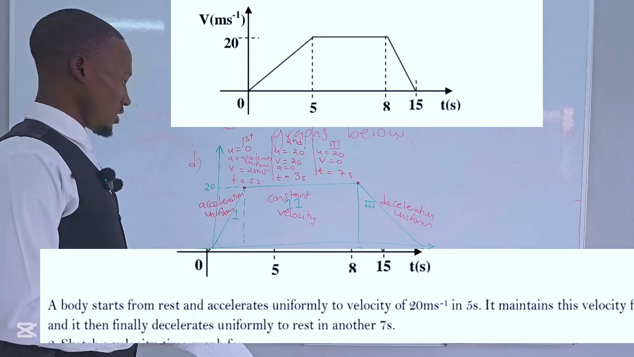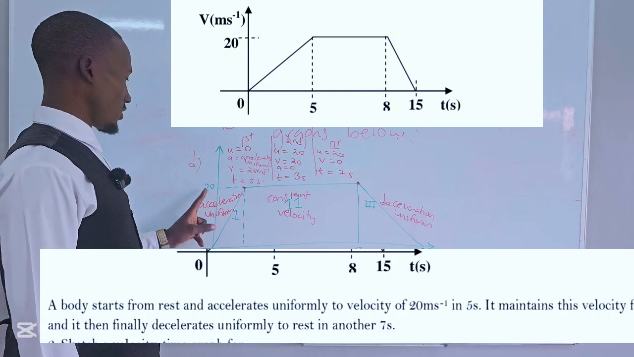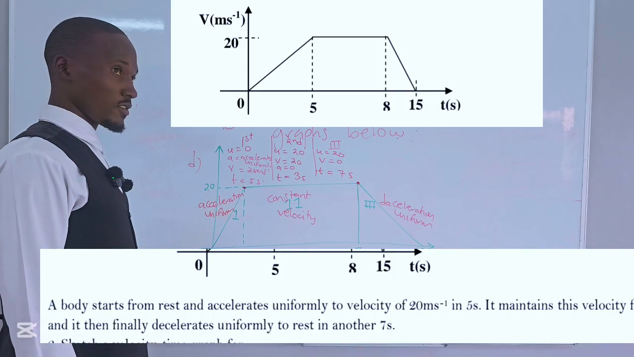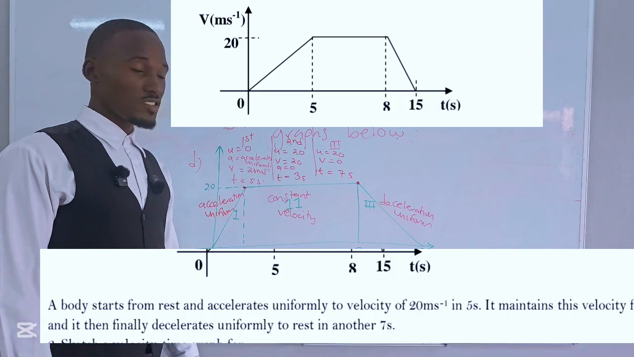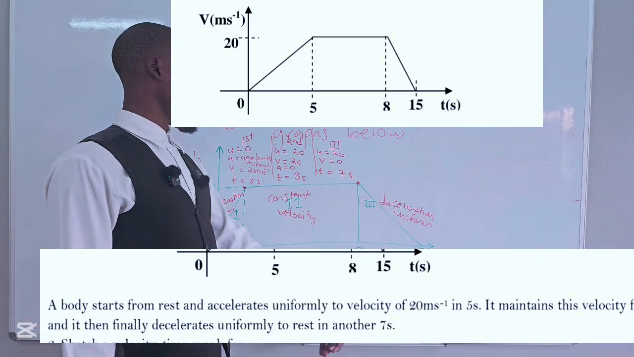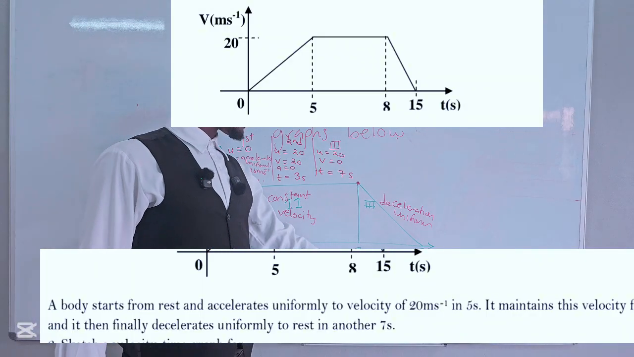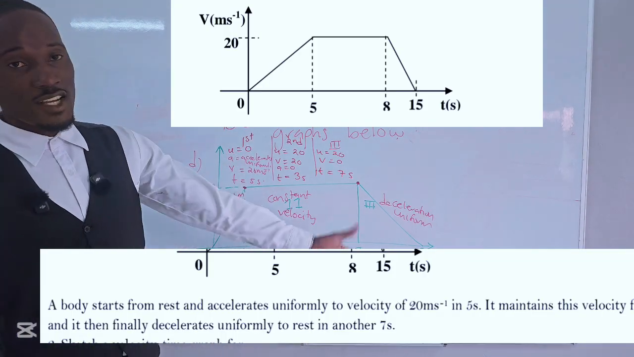So I will say it accelerates uniformly from 0 to 20 meters per second in the first 5 seconds. It then maintains this velocity for the next 3 seconds. It then decelerates uniformly from a velocity of 20 meters per second to rest in the next 7 seconds. And you're done explaining.